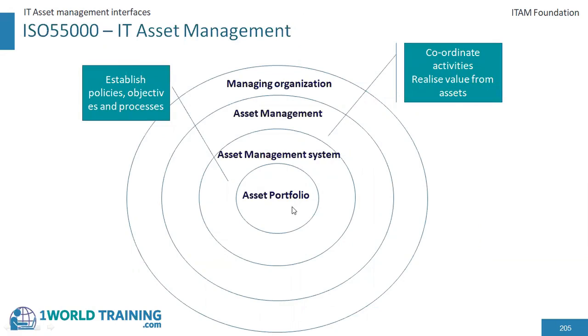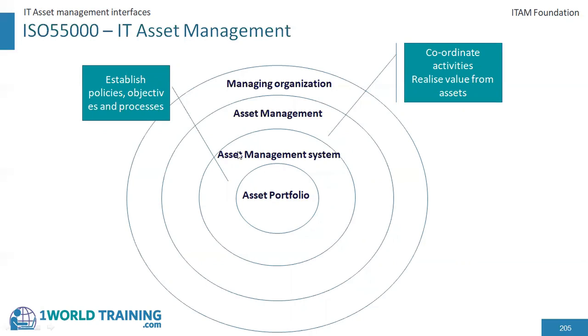So here, if you look at this diagram, firstly, we have the asset portfolio, right? Asset portfolio means we have different types of assets: your software assets, your hardware assets, your cloud assets, and so on, and people assets. All of these can be considered as different portfolios, right? So HAM is one portfolio, SAM is one portfolio. So this is the asset portfolio. It is a combination of different asset management practices.